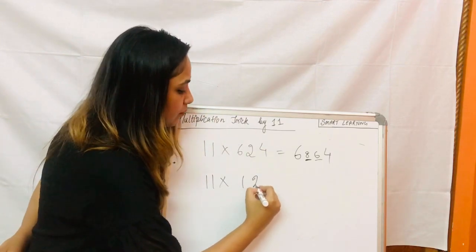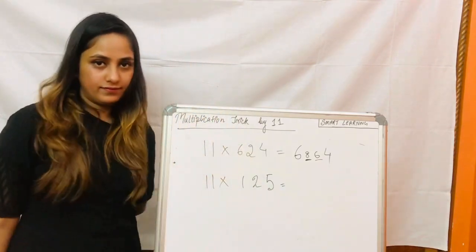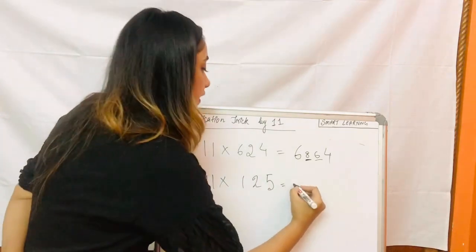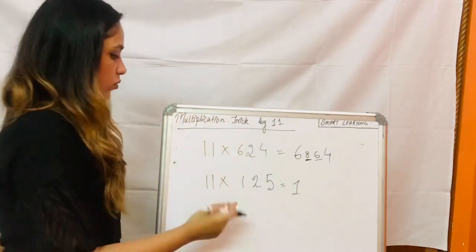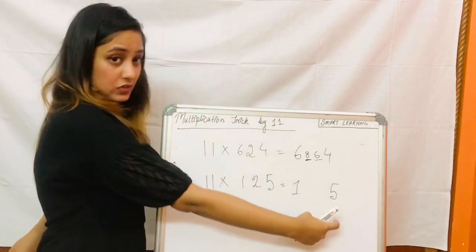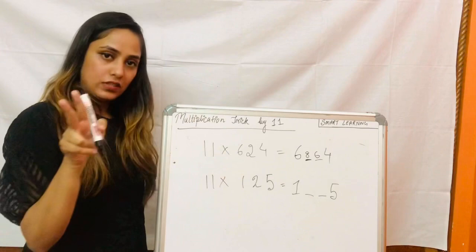Suppose 11 multiplied by 125. I'll do it. You also do it in your hands. So 1 and 5 are in the extreme, and in between we'll need 2 digits, right?